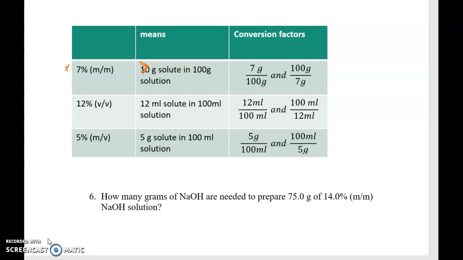This is the same as when we were doing conversions in one of the first chapters. If I have 12% volume to volume, that means I've got 12 milliliters of solute in 100 milliliters of solution, and I can write these conversion factors, and so forth. So let's look at these problems.